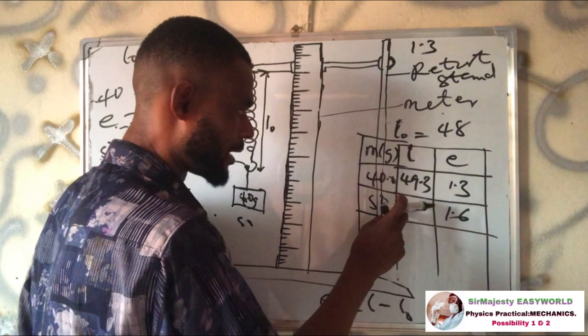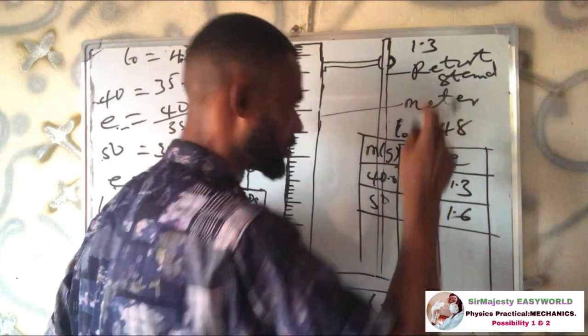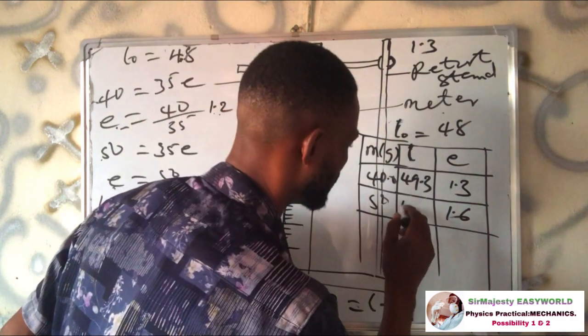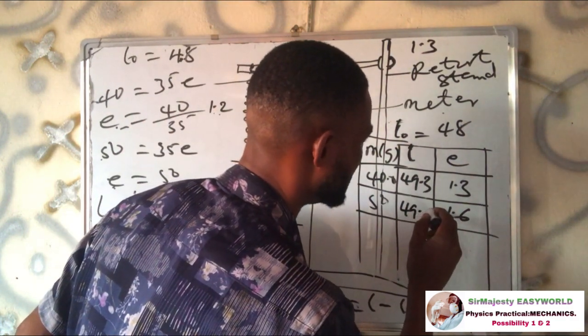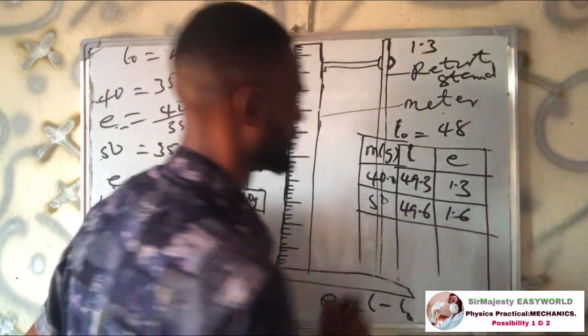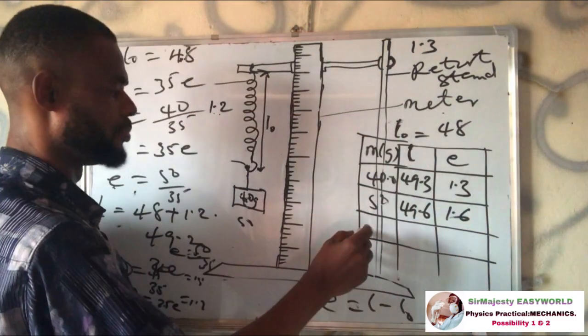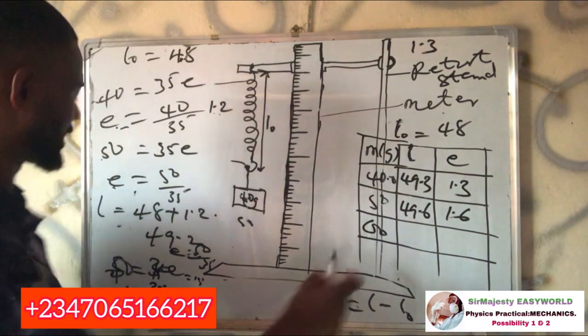Then what will I write here? 1.6 plus 48. I now get 49.6. Use it now. I fill the table. Then I go down again. The next mass will come in. Next mass is 60. I still do the same thing.